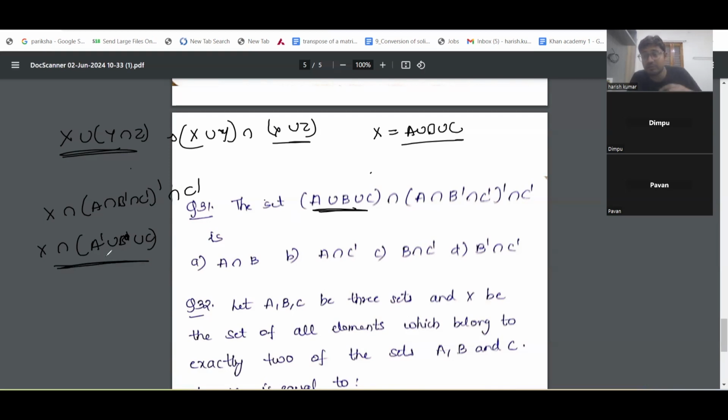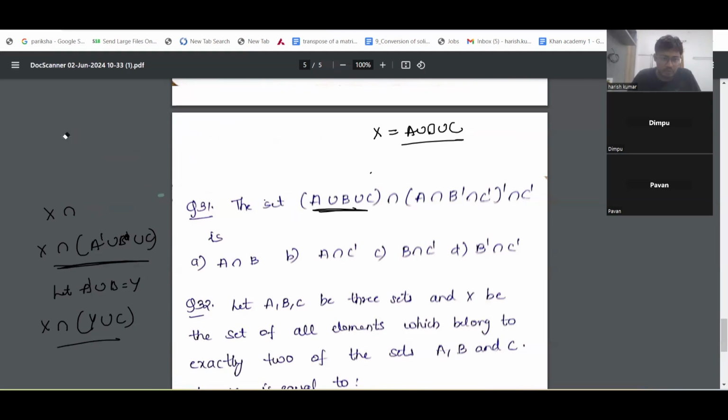If you are finding it difficult to evaluate this, do one thing. Let A complement union B be a set called Y. So this will be X intersection Y union C. Now it is easy for you. Once you have evaluated this, bring back the original sets. Understood? So try both of them as homework. We will discuss them tomorrow if you are not getting them.